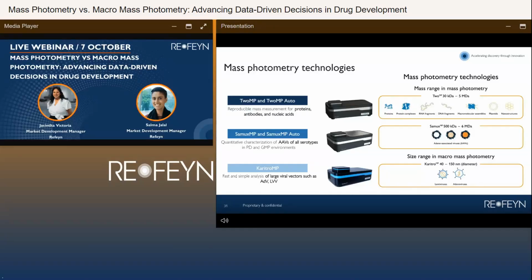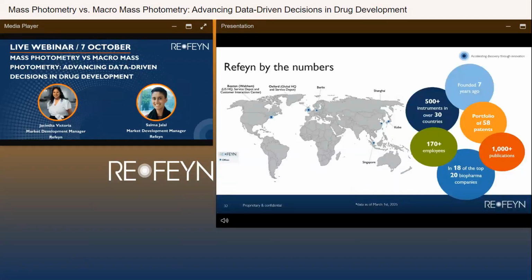So 2MP has demonstrated good use in proteins, antibodies, and the nucleic acid space, whereas SAMX MP was specifically designed for characterization of AAVs. And as mentioned previously, the SAMX MP has the GMP software, so it can be adapted in both the PD and the GMP environments. And the newest inclusion is the Curator MP, or called the Macro Mass Photometer, which is designed to target larger viral vectors such as adenovirus and LVVs in the size range of 40 to 150 nanometers.